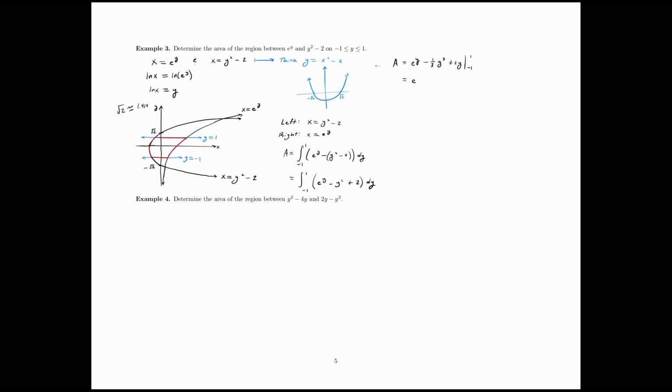So e to the 1, which is e, minus 1/3 plus 2 minus what we get when we plug in negative 1. So e to the negative 1 minus 1/3, but when we cube a negative, we get a negative, so this becomes double negative, so plus 1/3. And then we have plus 2 times negative 1, so minus 2. This should all simplify into e minus 1 over e plus 10/3.